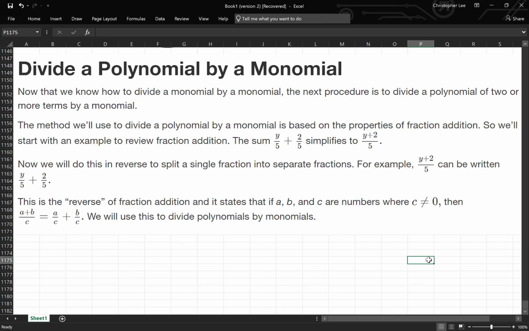Now we will do this in reverse to split a single fraction into separate fractions. For example, y plus 2 over 5 can be written as y over 5 plus 2 over 5, right? This is the reverse of fraction addition, and it states that if a, b, and c are numbers where c does not equal 0, then a plus b over c is equal to a over c plus b over c, and we will use this to divide polynomials by monomials. So this is the secret right here. This is the sauce.